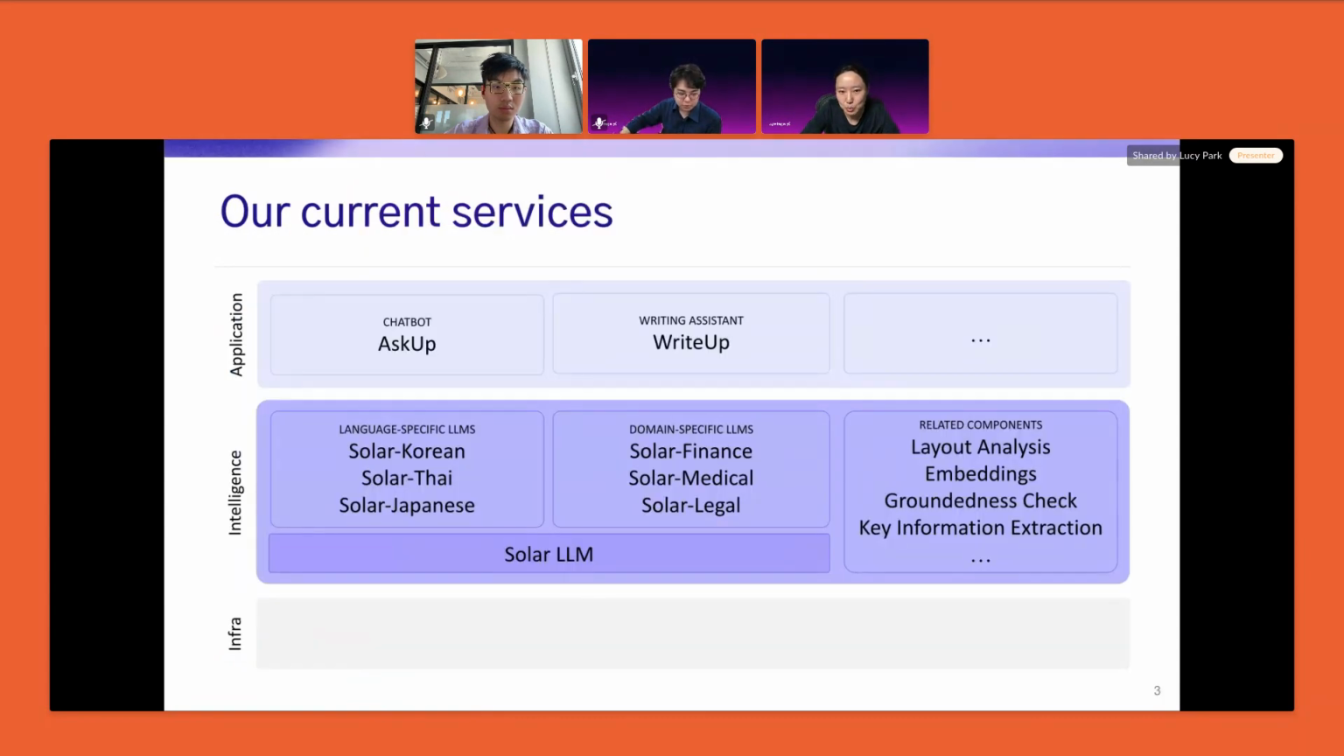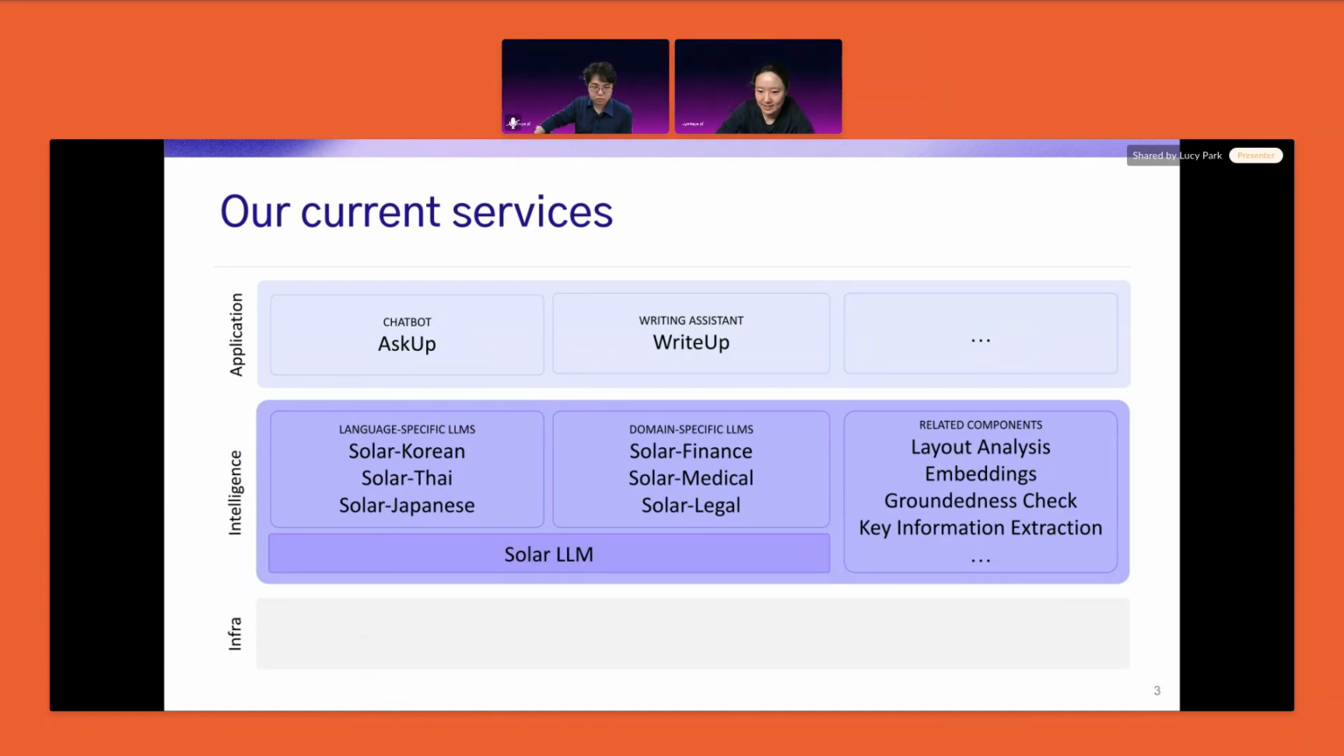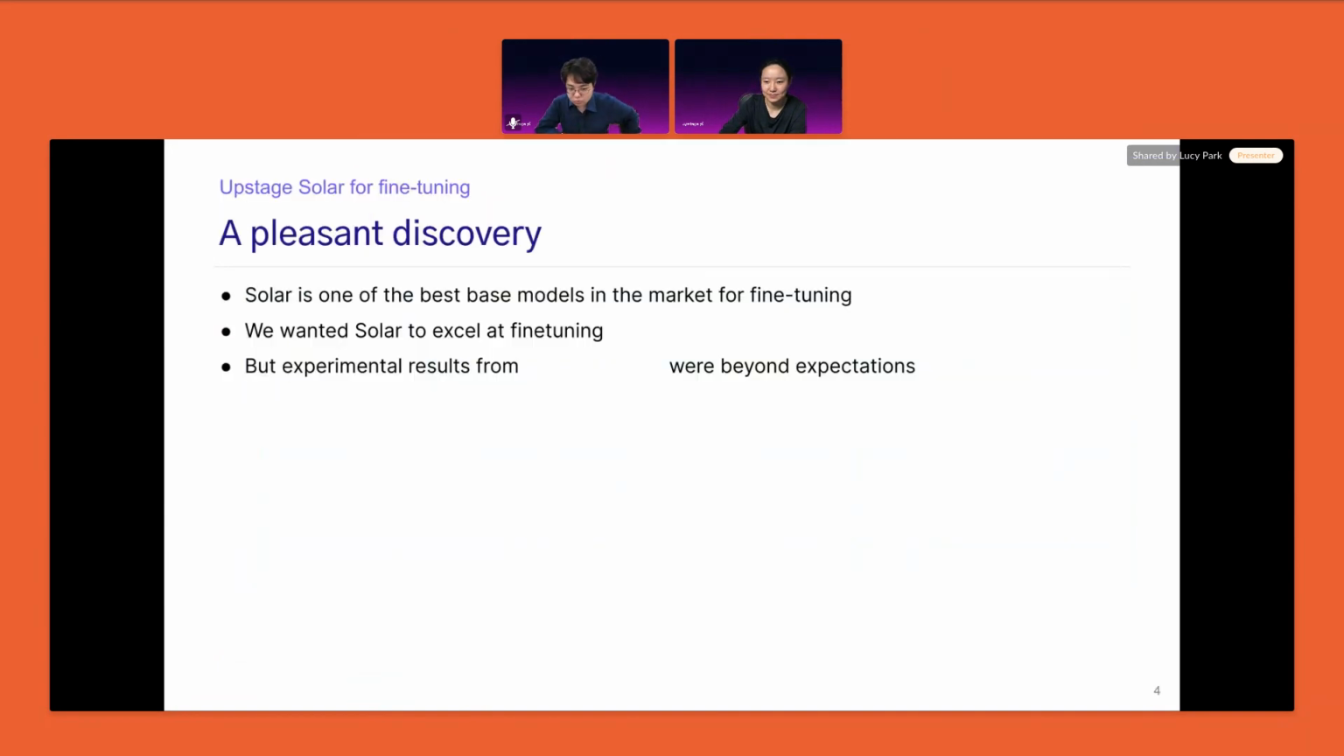At Upstage, we offer a variety of services, particularly for the intelligence layer. We have a base foundation model, Solar LLM, and provide language-specific and domain-specific LLMs. We also have related components that can be used along with Solar, especially for easy document processing.